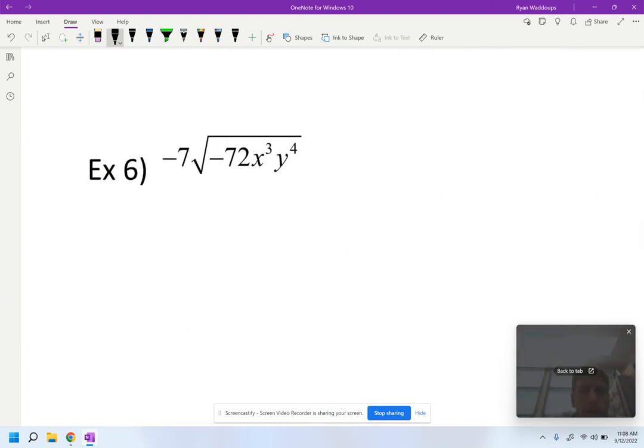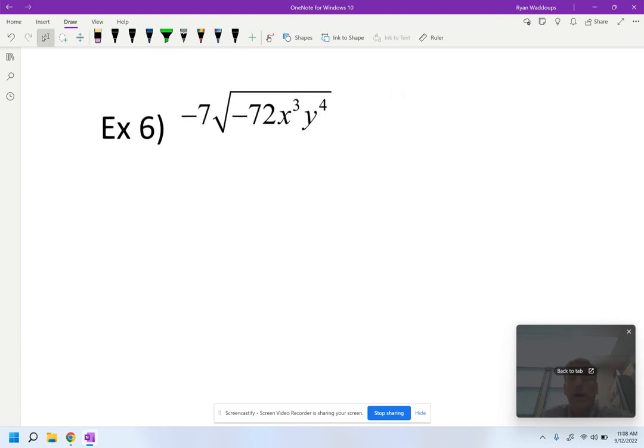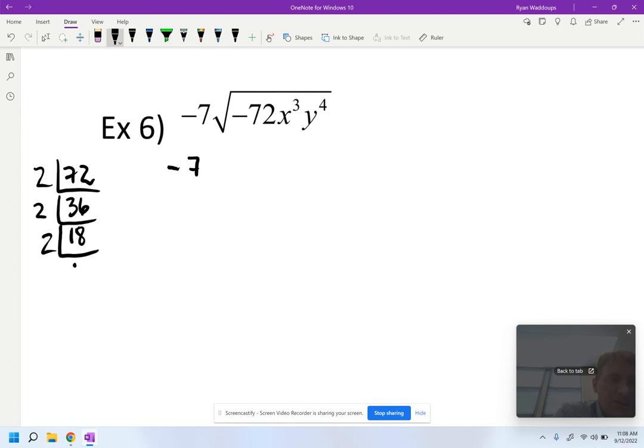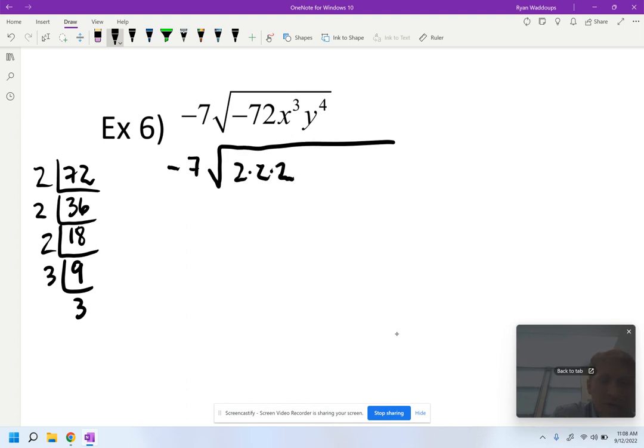And then we've got -7 times the square root of -72 x cubed y to the 4th. So let's go over here to the side, 72, and write out our factors. 2 goes into 72 36 times, 2 goes into 36 18 times, 2 into 18 9 times, 2 won't go into 9, but 3 will, 3 into 9 3 times. And so then I can rewrite this as 2 times 2 times 2, times 3 times 3, times the square root of -1, times x times x times x times y times y times y times y.